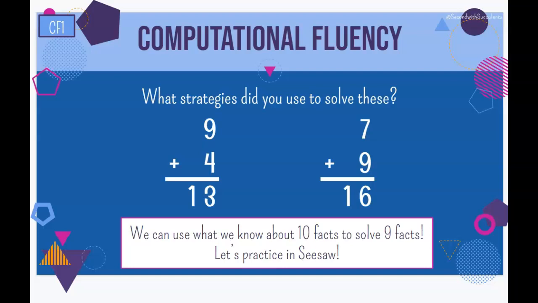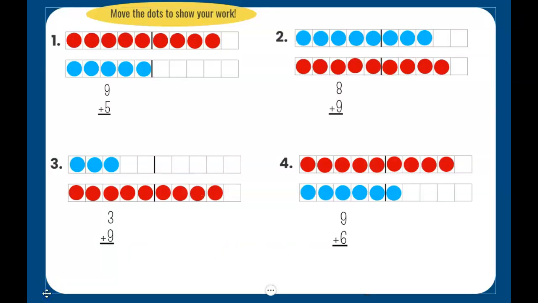Now we're going to take the same strategy we just practiced, and you're going to practice it in Seesaw. Let's have a look at what that is going to be like. Now when you go to Seesaw, you'll have an activity that looks like this. It's giving you 4 more add 9 equations. You're going to use the strategy we just learned to fill up your 10 strip to find your answer. You can move all these dots to show me how you can fill up your 10 strip and find your answer to 9 plus 5 equals what?